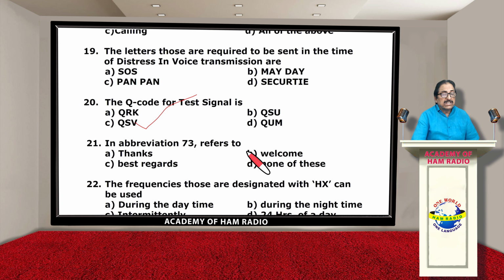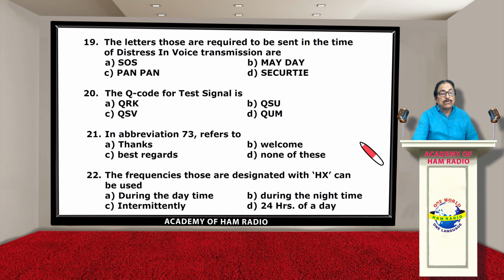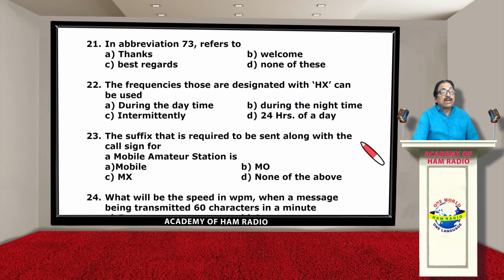In abbreviation, 73 refers to a code normally exchanged among the hams. Best regards. Charlie is the answer.